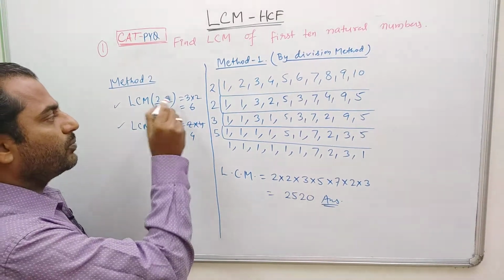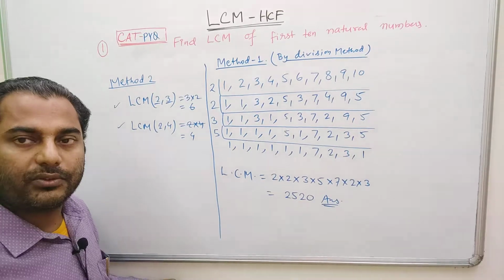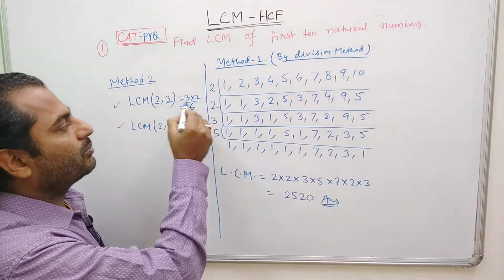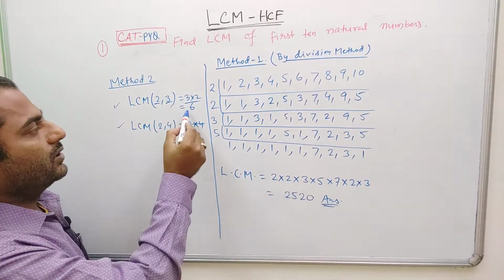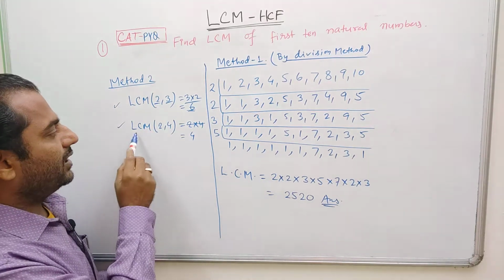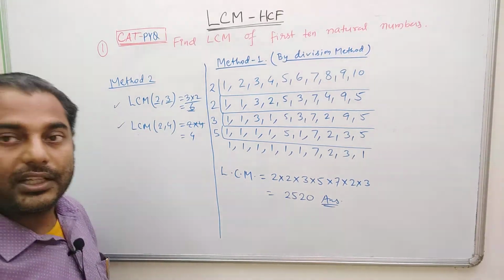So 2 and 3 are co-prime numbers, and when you have to find the LCM of two co-prime numbers, you just take the product of them, right? That becomes 6 in this case. Now in the second case, when we have to find the LCM of 2 and 4, they are not co-prime numbers.